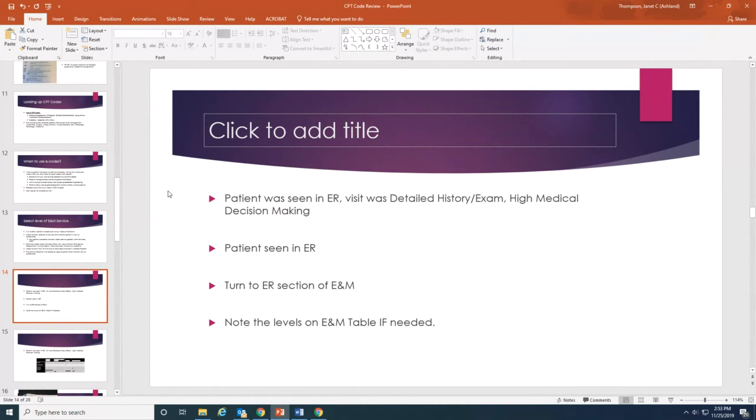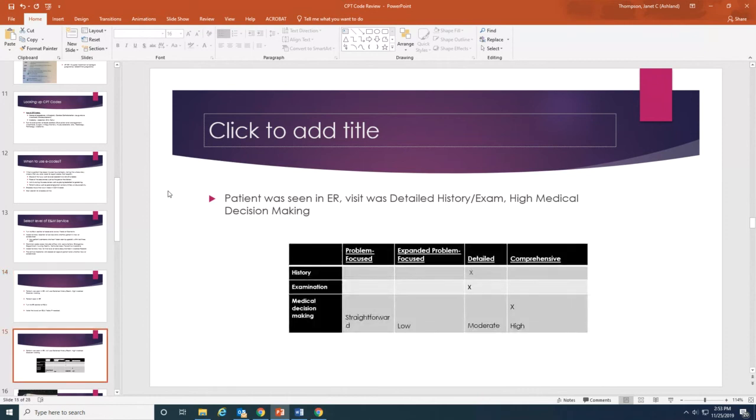So we would get in our CPT book, open up the E&M section, turn to the ER codes, and we might need our table to level the E&M if needed. This is what it looks like. I think this was in the chapter 27, 28, 29 folder. We did our review, but I just marked this out here.